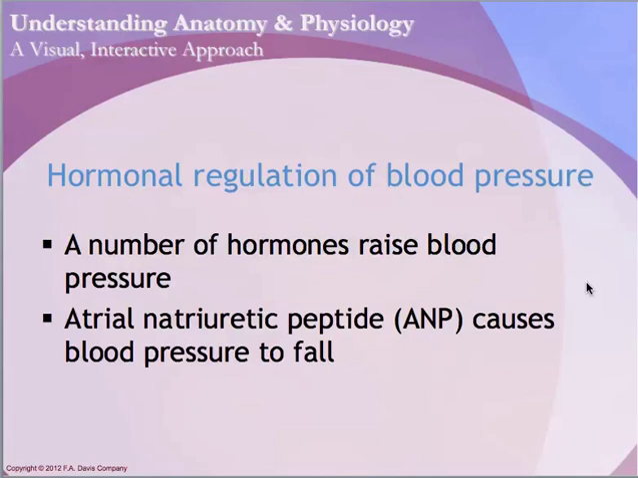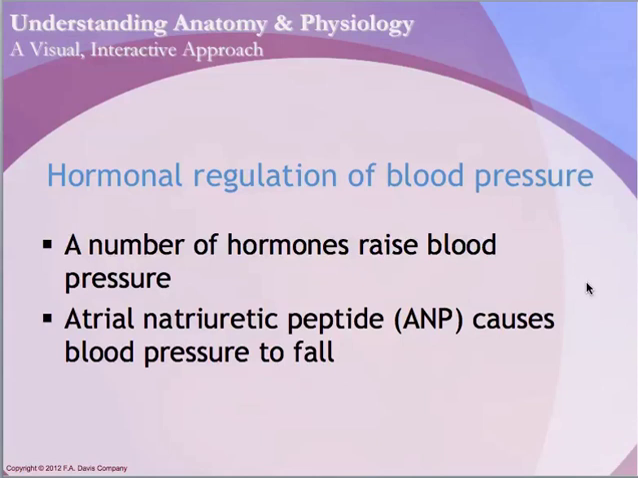We have aldosterone, which we just learned about in our endocrine chapter. It also stimulates the kidneys to retain sodium. Water follows sodium, increases blood volume, increases blood pressure. Antidiuretic hormone we just talked about as well. It promotes vasoconstriction and water retention, thereby increasing blood pressure. Then we have epinephrine and norepinephrine. Again, we just learned about these. They cause vasoconstriction, so they increase blood pressure.